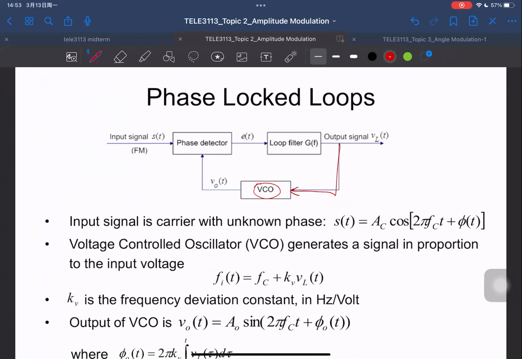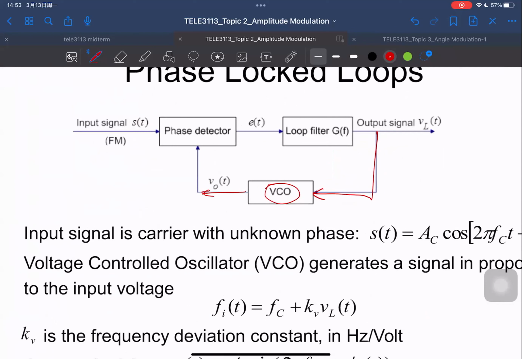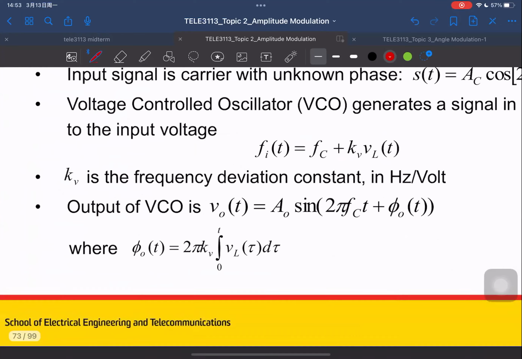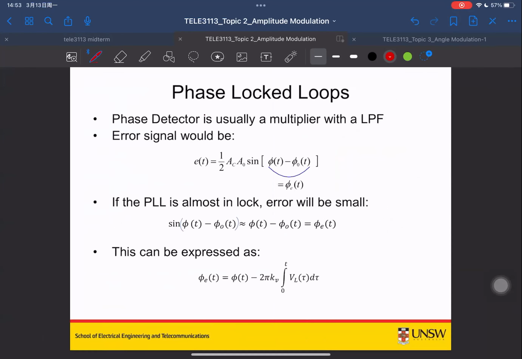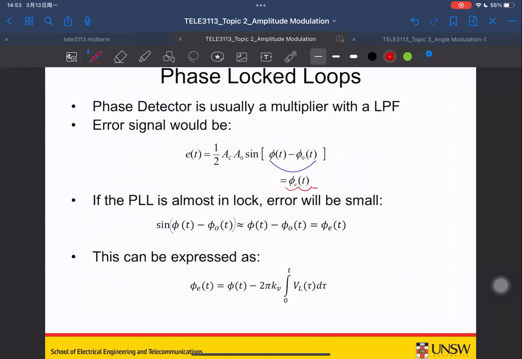It's doing frequency modulation, and you're going to have a V out output. This V out output is compared with your input phase, and then it generates an error. So this is your error signal.